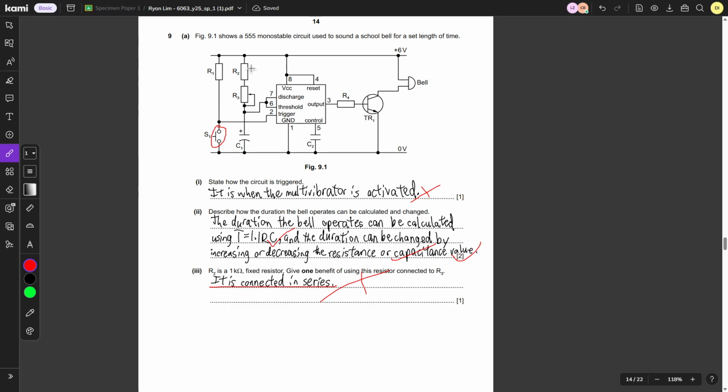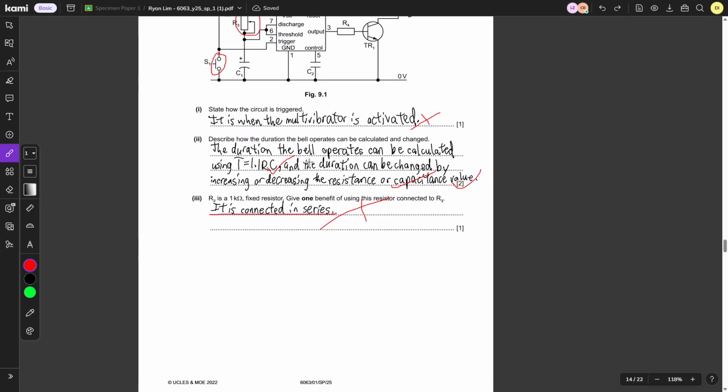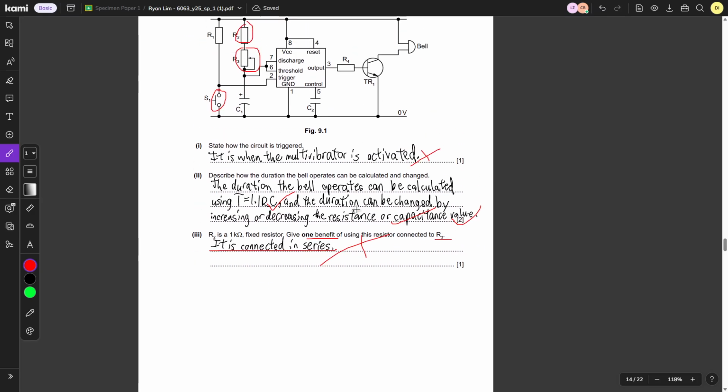Because if, let's say, you didn't have a base resistor, and your resistance here is 0 ohms, then using the equation, T is 0. When T is 0, basically your output will show nothing. So you need that default resistance. That's the benefit of using R2.